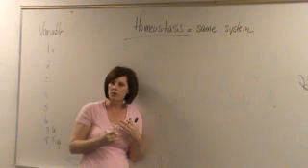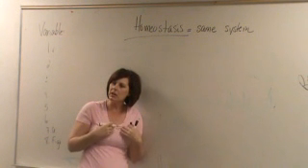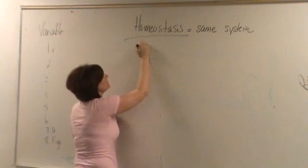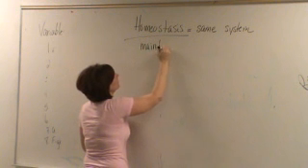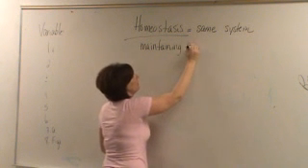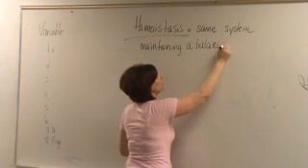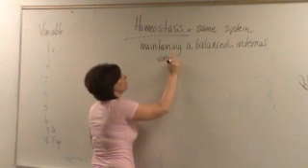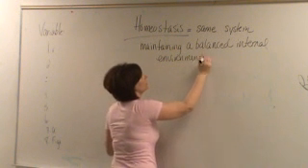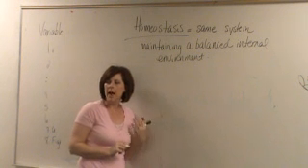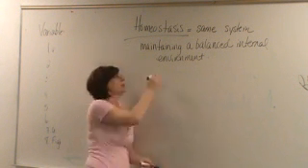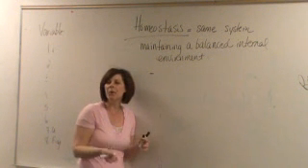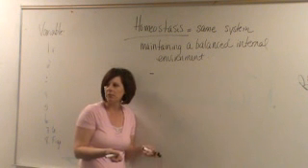We want to maintain homeostasis, a balanced internal environment, no matter how the external environment is changing. So homeostasis is maintaining a balanced internal environment. So there are several factors that we regulate to maintain homeostasis. So who can give me one? What are you constantly trying to regulate?